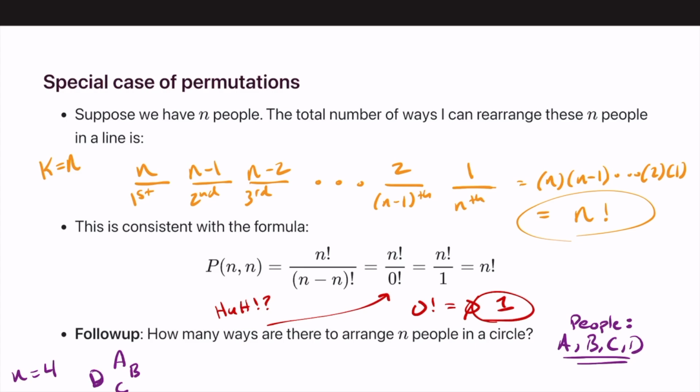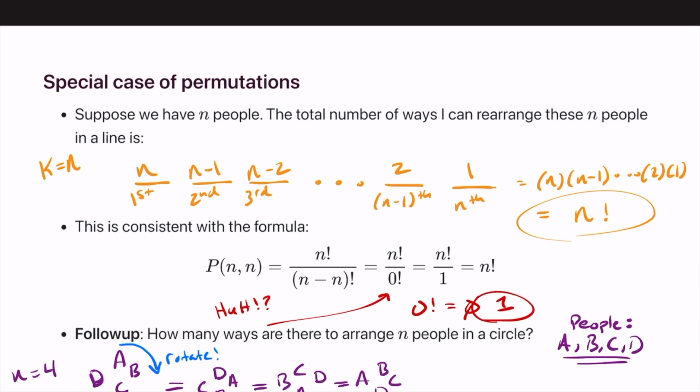So what's an operation that we can take? Well, we can rotate one place. And so what happens when we do that? We now have D, A, B, and C. And we can rotate again and again so that we have C, D, A, B, and then we have B, C, D, A. And functionally, these are all equivalent.